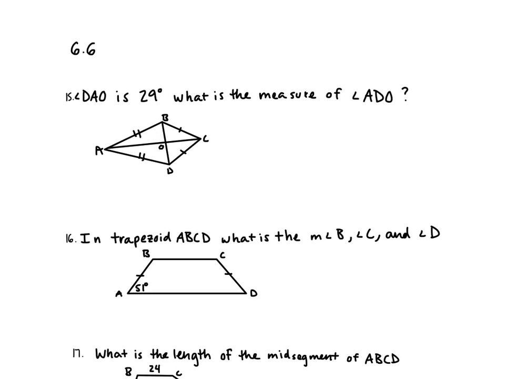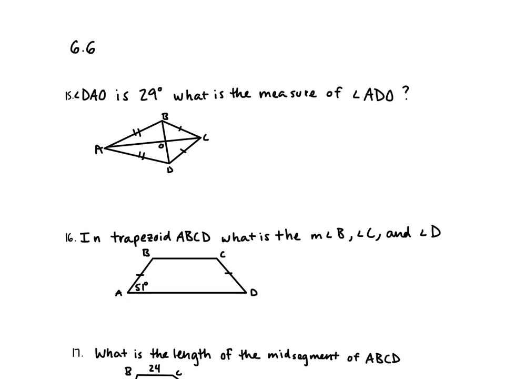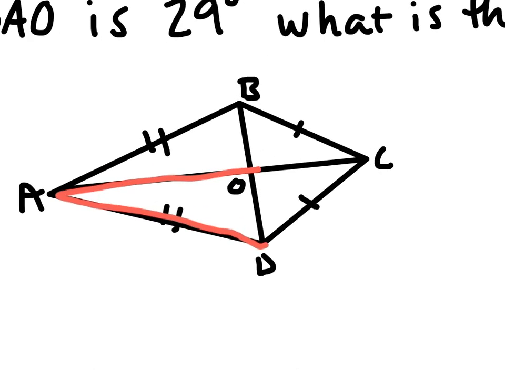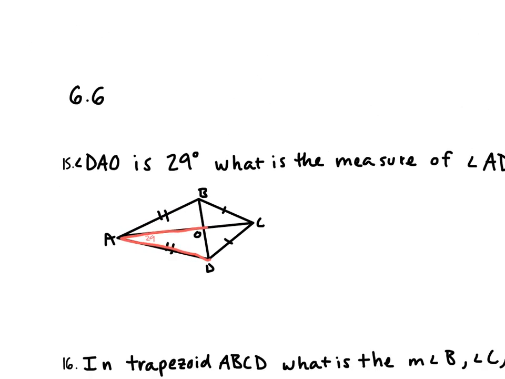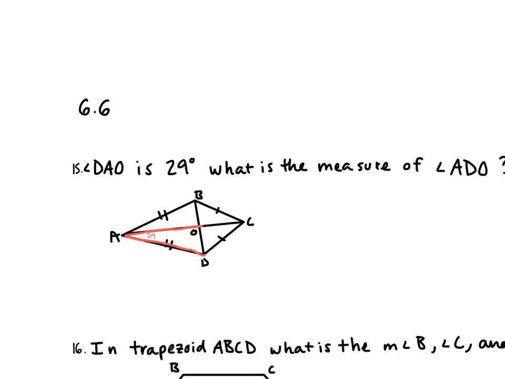DAO is 29 degrees. What is the measure of ADO? So we start at D, then we go to A, then O. So this angle here is 29. And it's asking us for the measure of ADO. So it's asking us for this measure here. What type of shape is this? A kite. And what do we know about the diagonals of a kite? They intersect at 90, so this right here is a right angle.